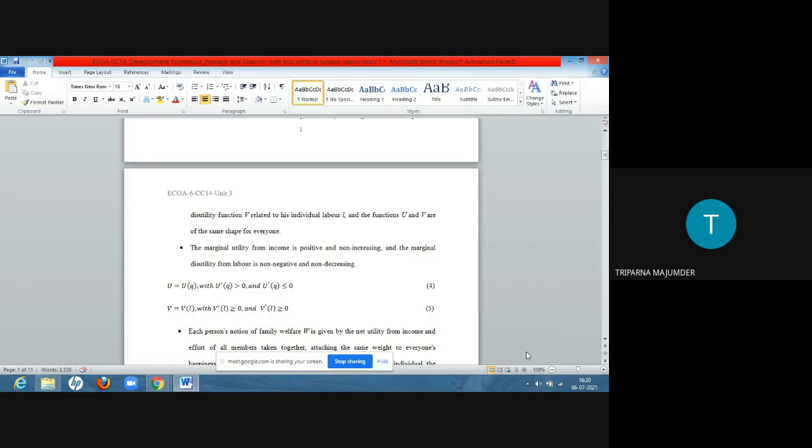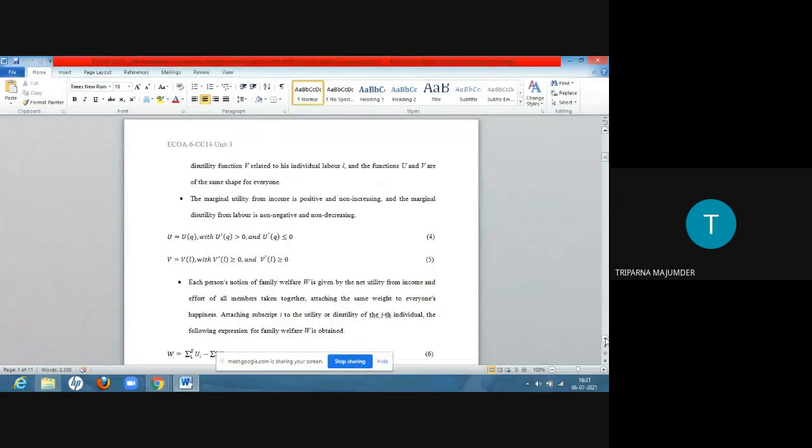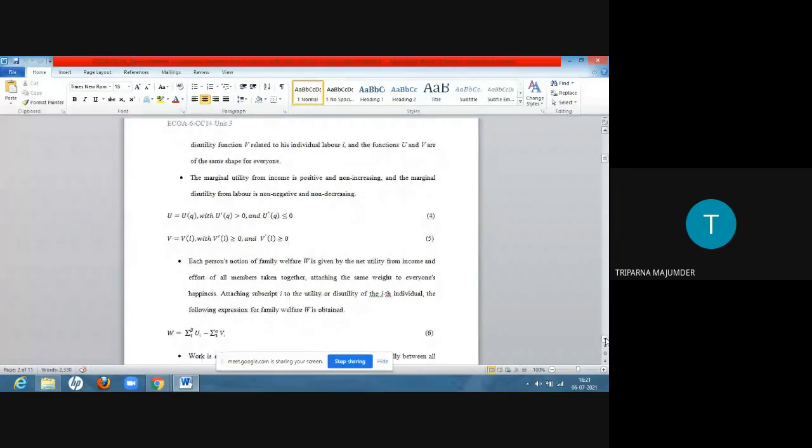So, it means that as our labor increases, the disutility also increases. Each person's notion of family welfare W is given by the net utility from income and effort of all members taken together, attaching the same weight to everyone's happiness, attaching subscript i to the utility or disutility of the ith individual. The following expression for welfare W is obtained.